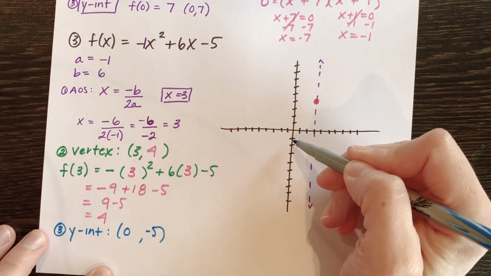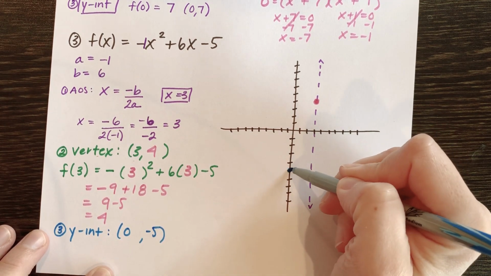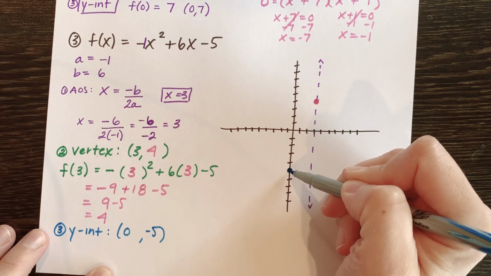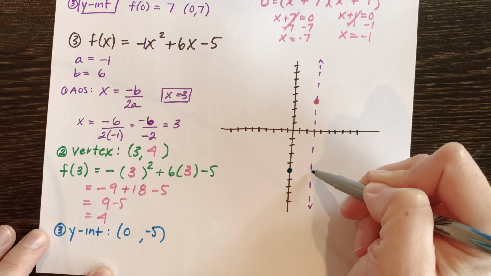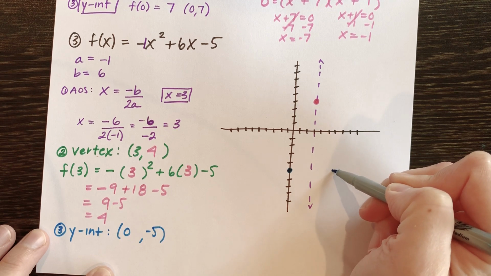Go on my y-axis. Before I'm even done lifting my pen, count 1, 2, 3 to the axis of symmetry. So duplicate that on the other side. 1, 2, 3.